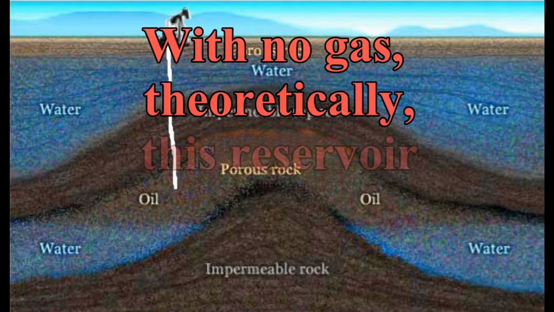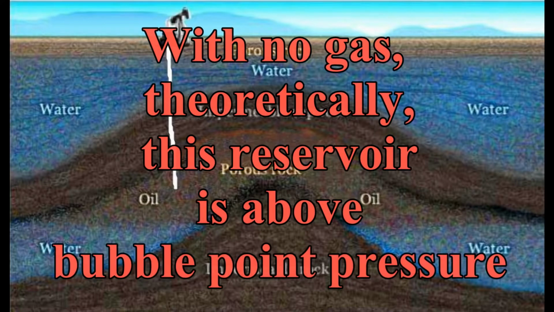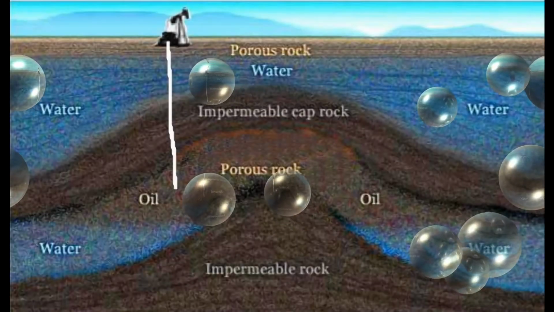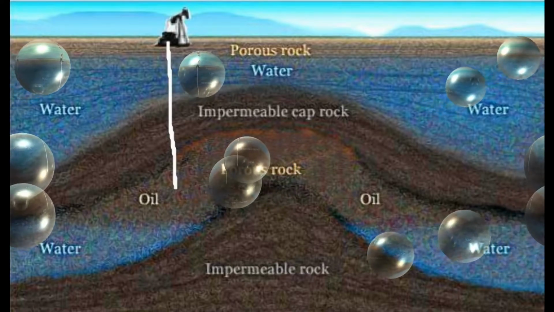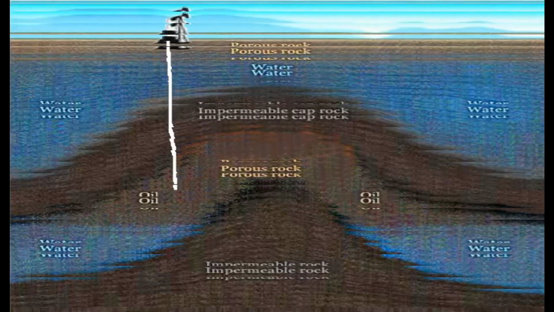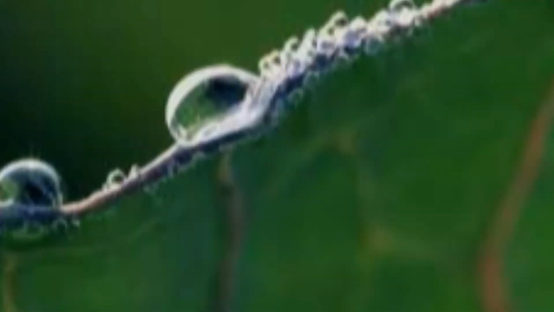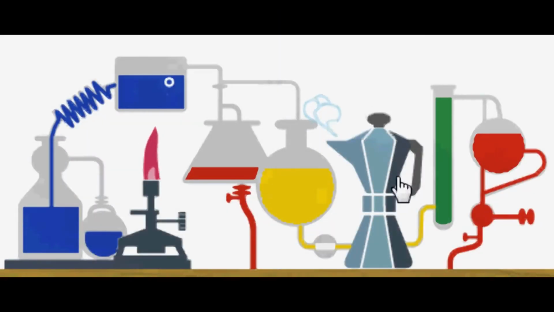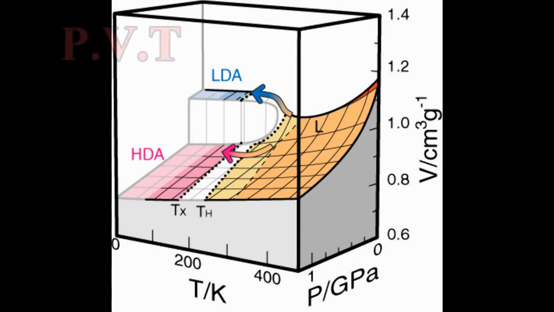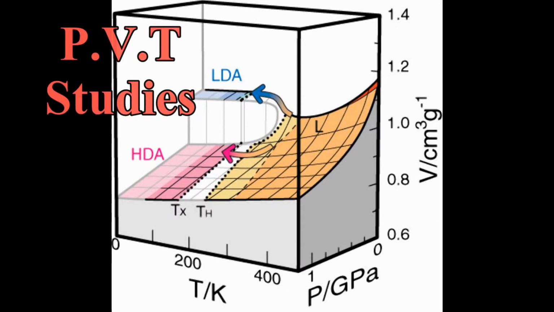Theoretically, if there's no gas in a reservoir, they say that this reservoir is above the bubble point pressure. The reverse of the bubble point pressure, where gas goes back into a liquid, is called the dew point. A detailed study of bubble point pressure and dew point pressure for different oil types are measured in laboratories. This is referred to as PVT studies.